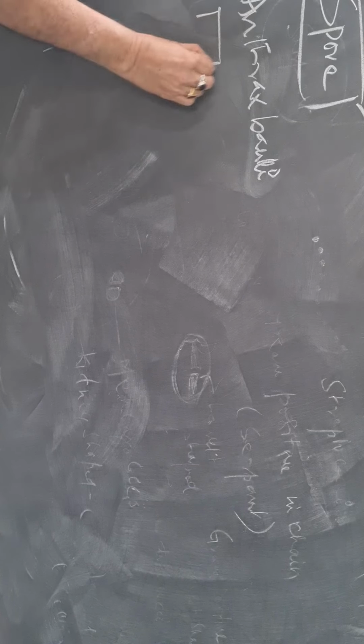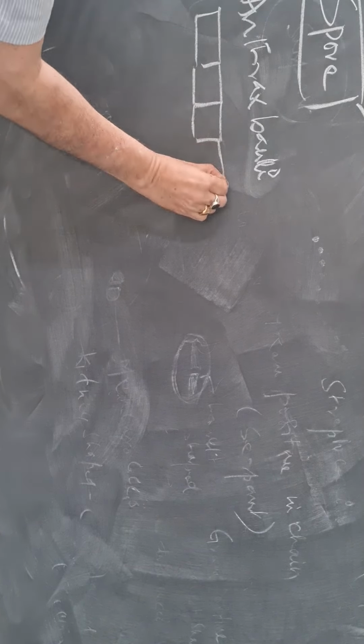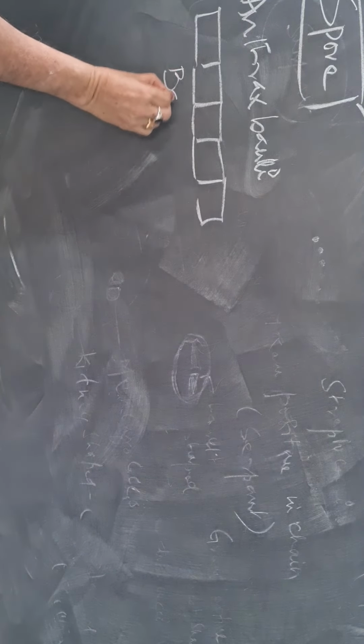Anthrax bacilli. It divides again like streptococci in single plane. It gives rise to bamboo stick appearance.